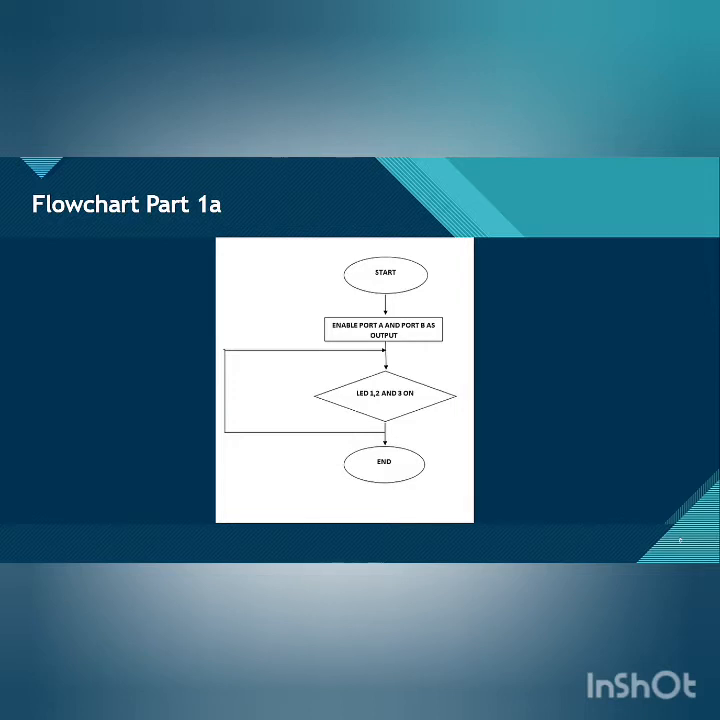So this is the flow chart, which is, of course, we will begin with start, and then we will enable port A and port B as an output, and then the LED 1, 2 and 3 will turn on, and the process will repeat the same, and it will go into the end.